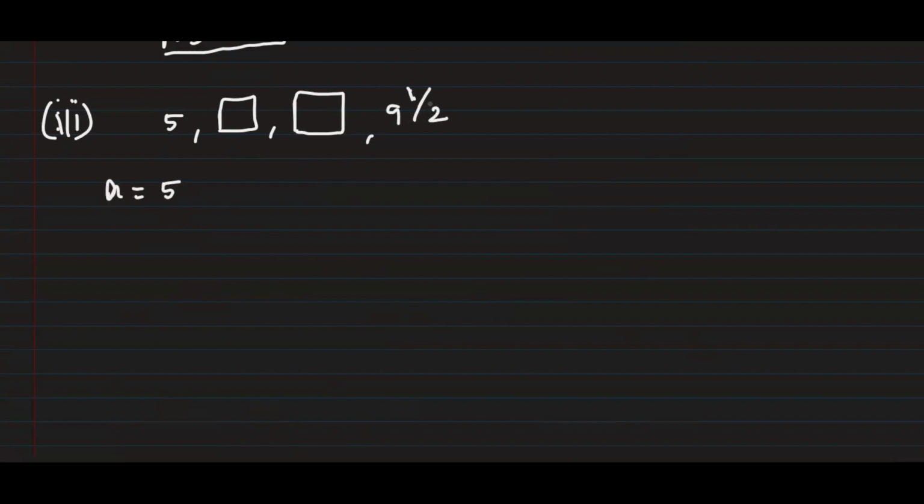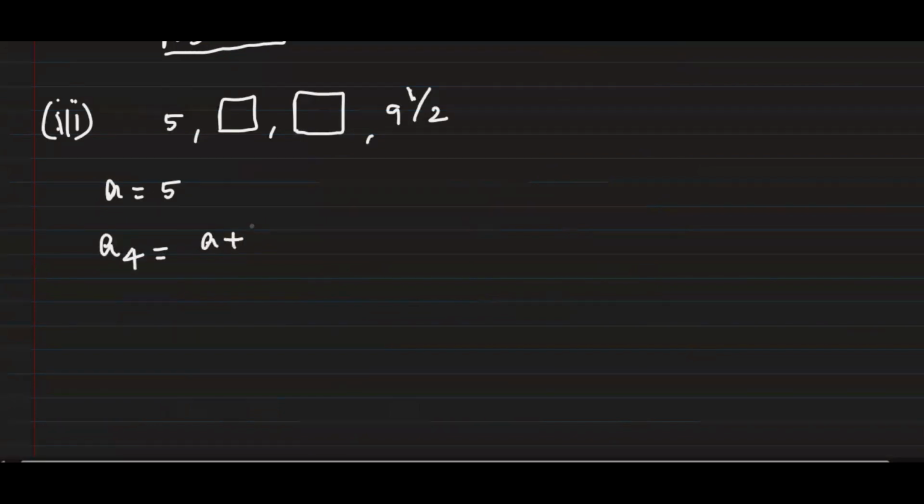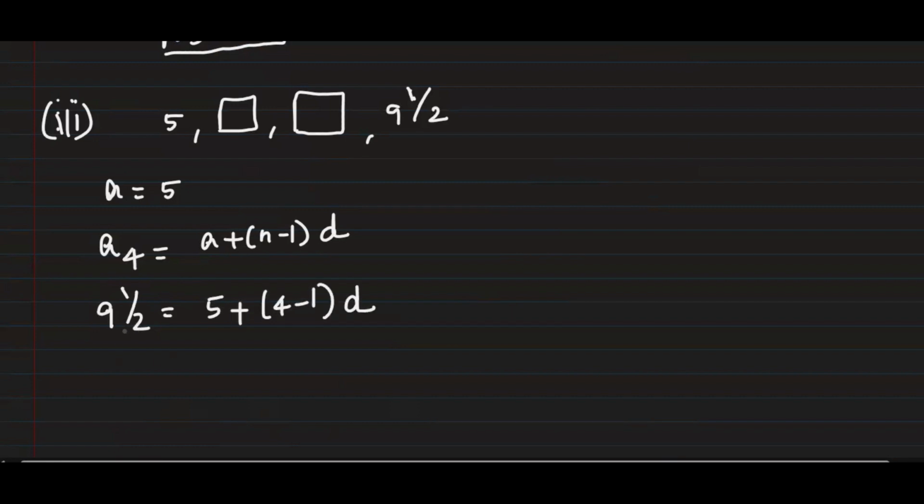Okay. Now, how do I write the fourth term? Now, A4 is given basically. So A4 is equal to A plus n minus 1 into D. So A4 is 9, 1 over 2, which is equal to 5 I know. N I know is 4. So 4 minus 1 into D. So when you solve this one, this is improper fraction. So 9, 1 over 2. So 2 into 9 will become 18. 18 plus 1 will become 19. So 19 over 2 is equal to 5 plus 4 minus 1 become 3D.